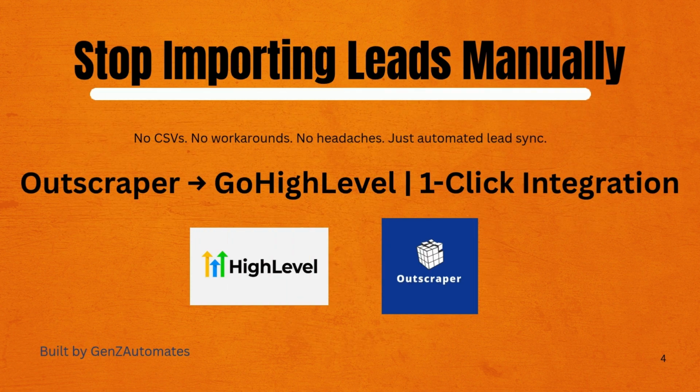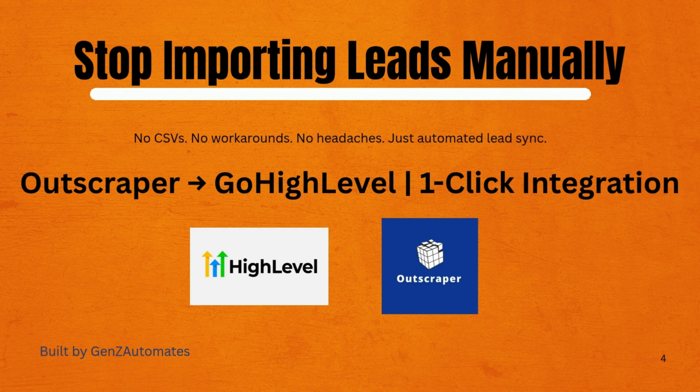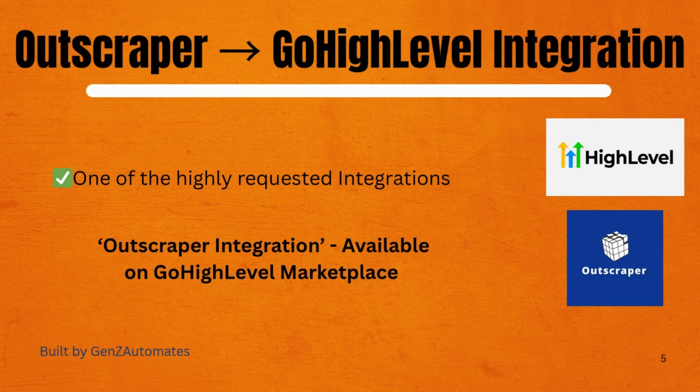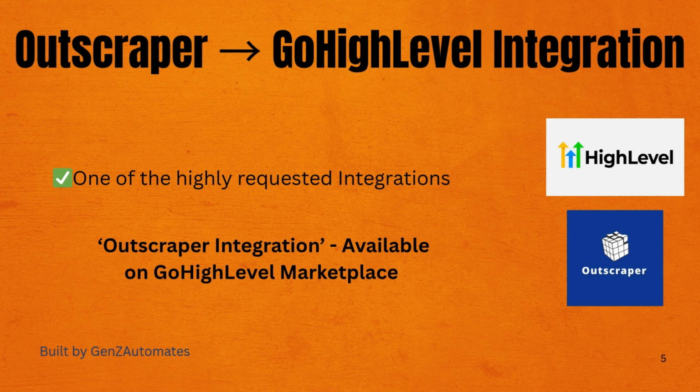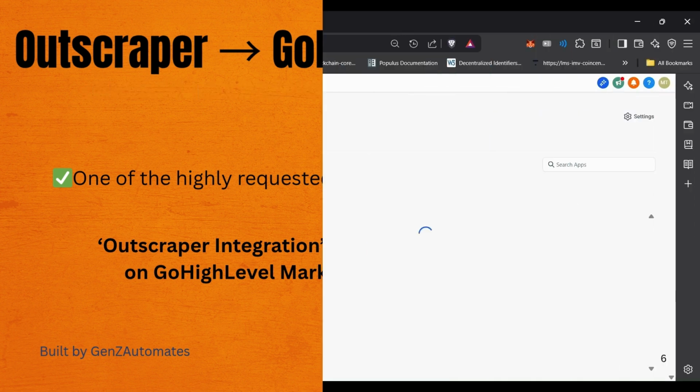Are you tired of downloading CSVs from Outscraper and manually uploading them to GoHighLevel or juggling with messy workarounds? You're not alone. After seeing hundreds of GoHighLevel users requesting this integration, we built exactly what you asked for, a native tool that imports Outscraper leads into GoHighLevel with just one click. It's called Outscraper Integration, and it's now live on the GoHighLevel Marketplace.